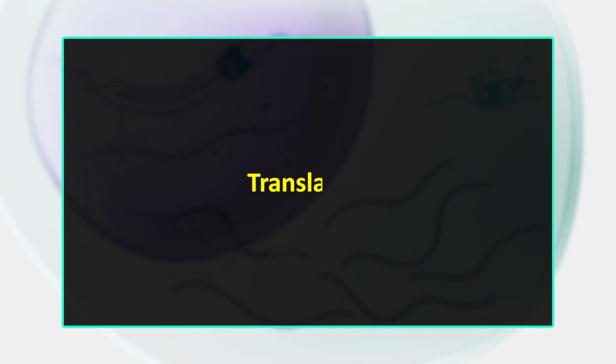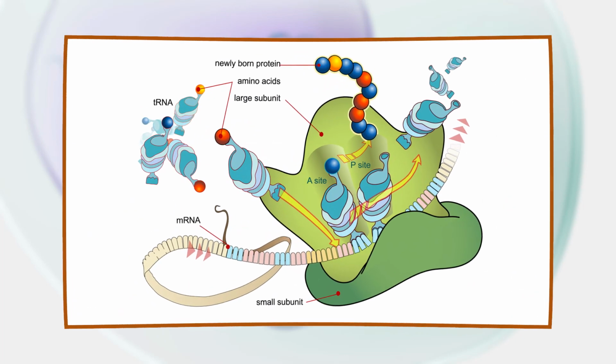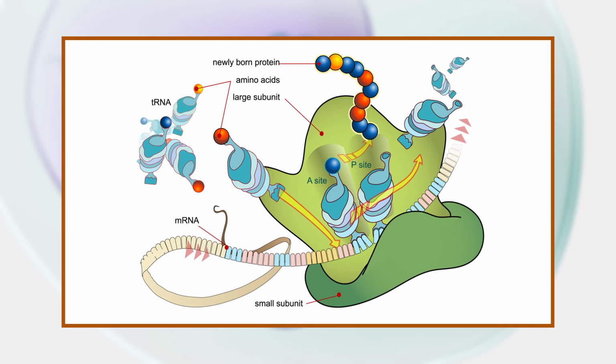Now let us discuss another important process, that is the translation. In translation, messenger RNA or mRNA is decoded in a ribosome outside the nucleus to produce a specific amino acid chain or polypeptide. The polypeptide later folds into an active protein and performs its function in the cell.